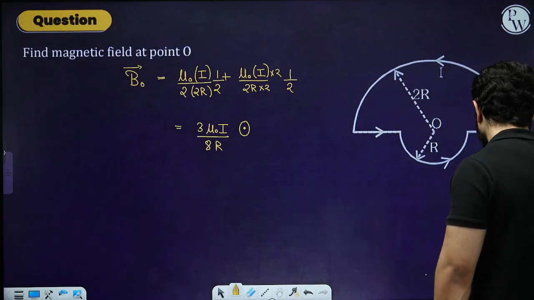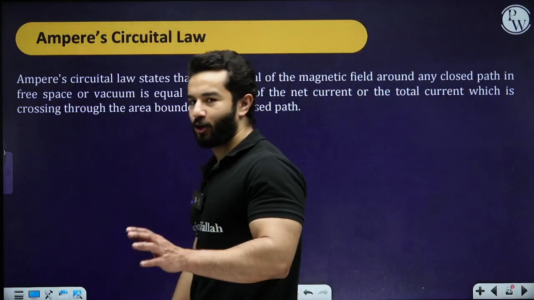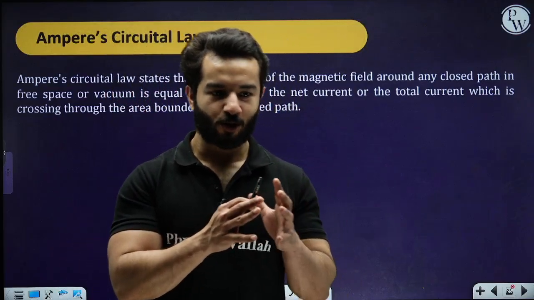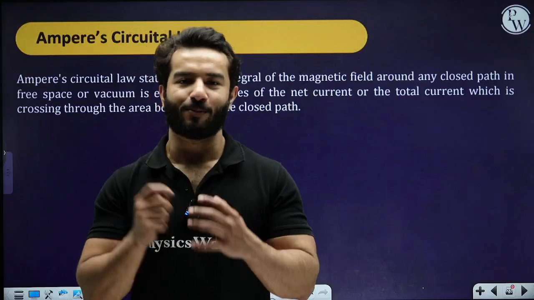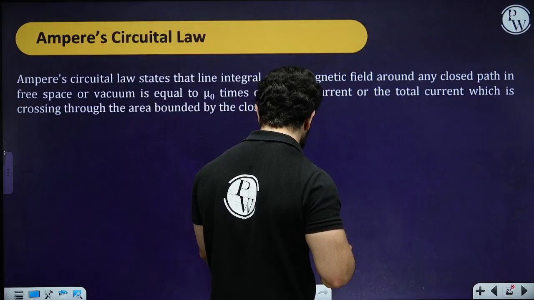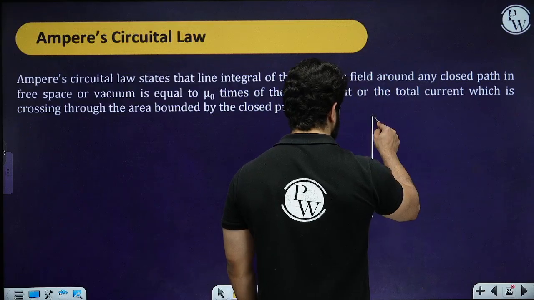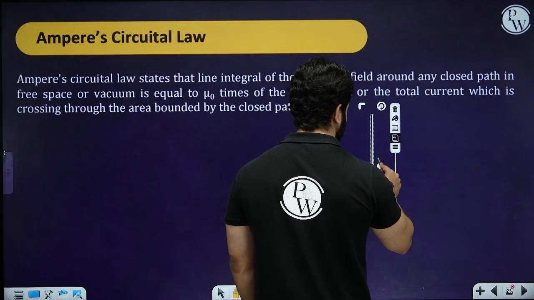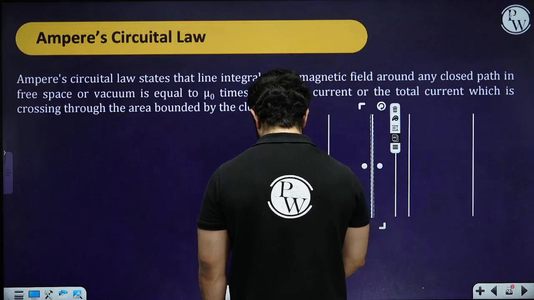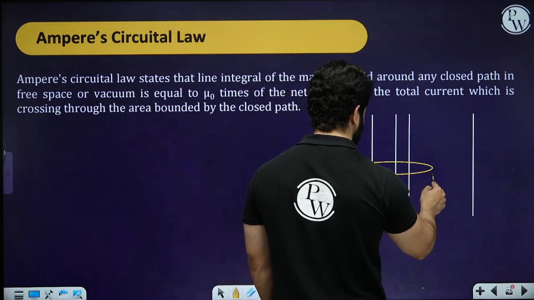4 times radius. Now let's talk about Ampere's circuital law. Ampere's circuital law is analogous to your Gauss law. Whatever you have learned in Gauss law, Ampere's loop will help you in a similar way. What does Ampere's loop say? We'll learn about it, but right now let's see. Let's suppose that we have got certain current carrying wires over here, something like this.